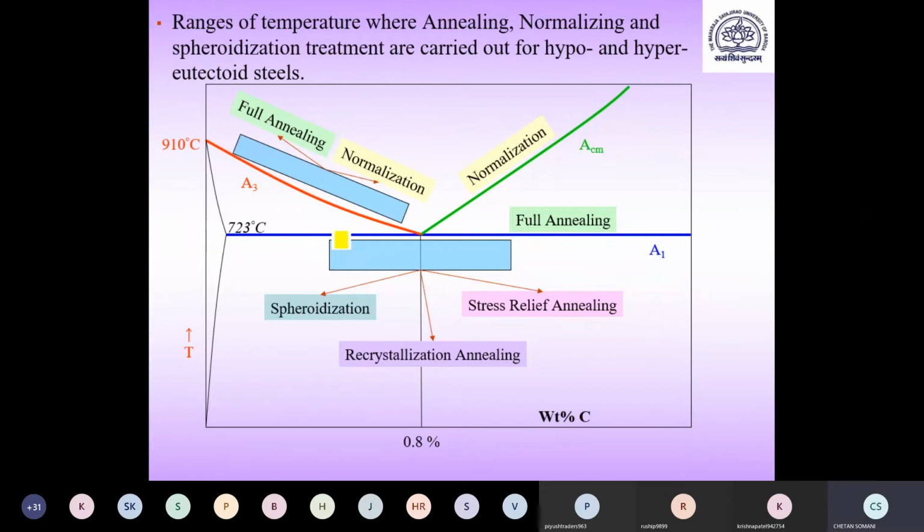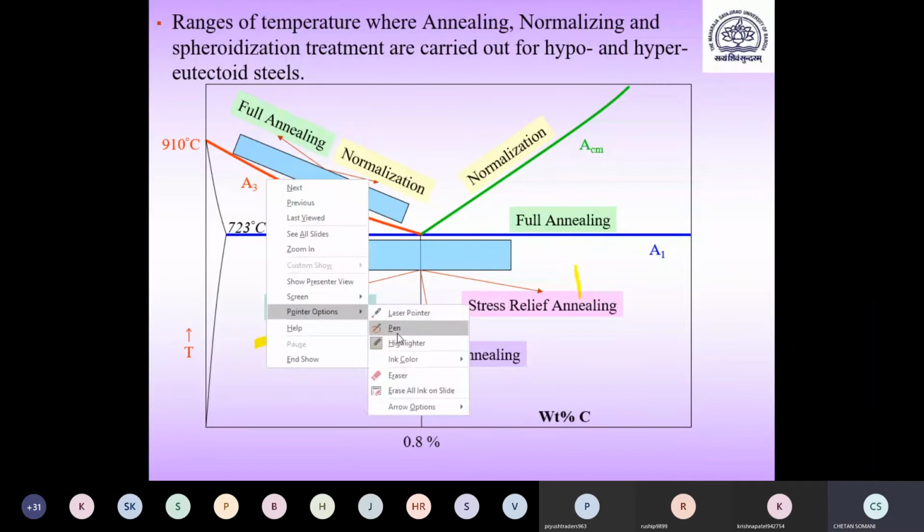These are possible at a temperature just near 723, that is the lower critical temperature. When you heat the material at the lower critical temperature and hold it there for a known time, you get spheroidizing, recrystallization and stress relieving. First you get stress relieving, second you get recrystallization. When recrystallization is prolonged, you get spheroidizing as a grain structure capability.